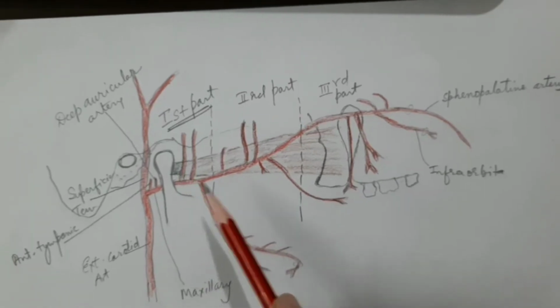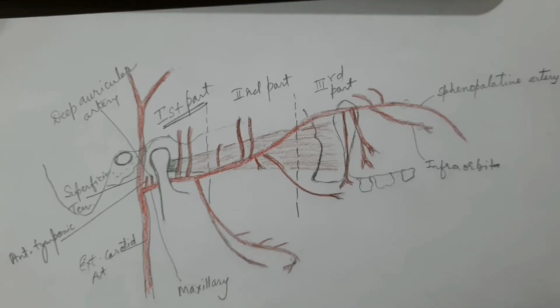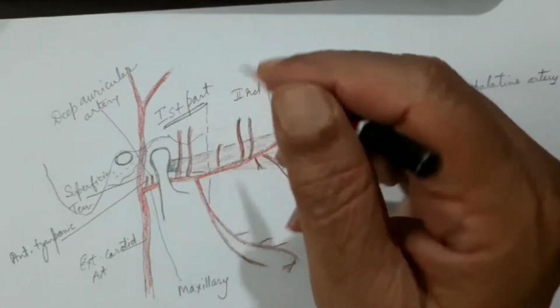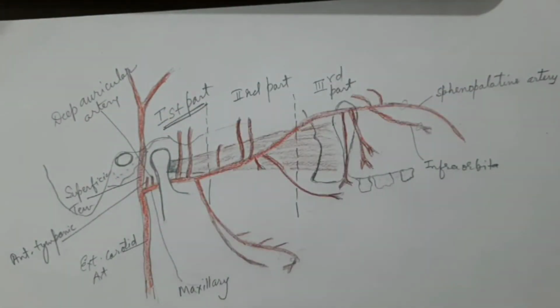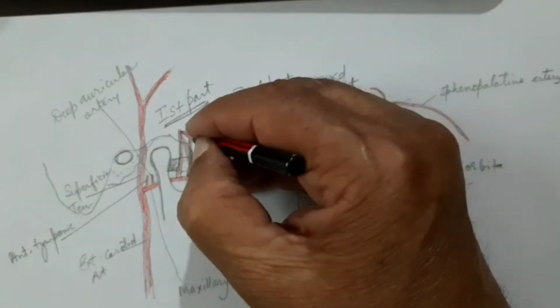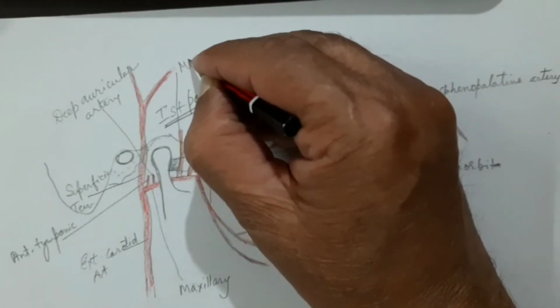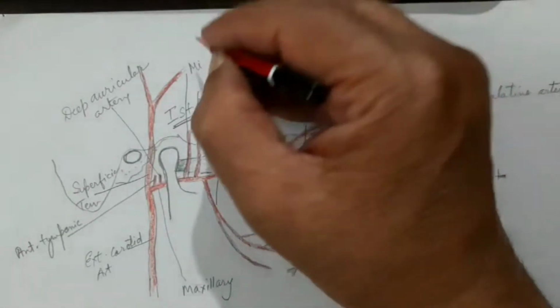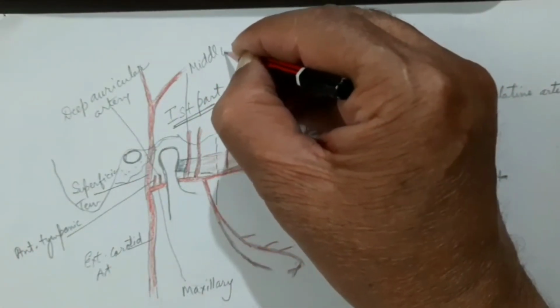Then comes the middle meningeal artery. This middle meningeal artery is the branch which will go through the foramen spinosum to the middle cranial fossa. This one is the middle meningeal artery, just below the lower margin of the lateral pterygoid muscle.